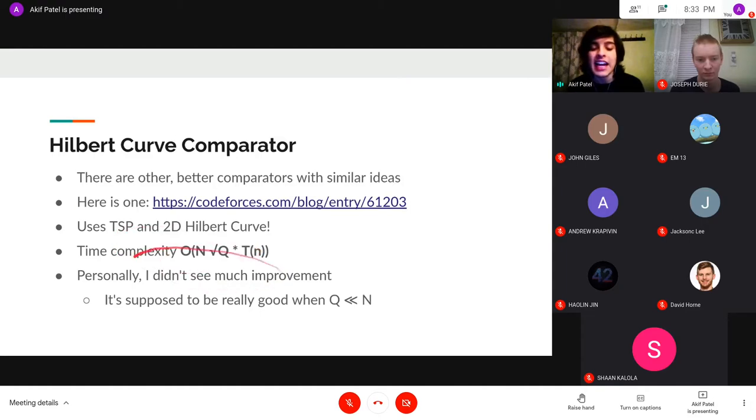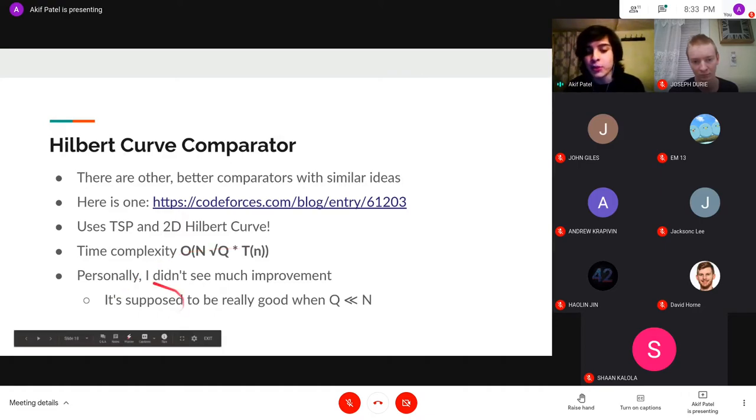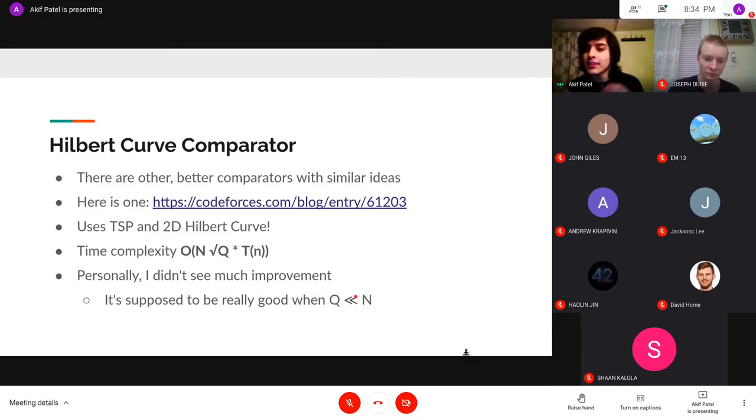And this gives a time complexity, as opposed to (n plus q) times root n, of n times root q. Personally, for the problems I tried it on, I didn't see much of an improvement. But this guy's benchmarked it on some other problems, and he sees an improvement. And apparently it's supposed to really give an improvement when q is much smaller than n. It's a lot more code though, so I don't know.